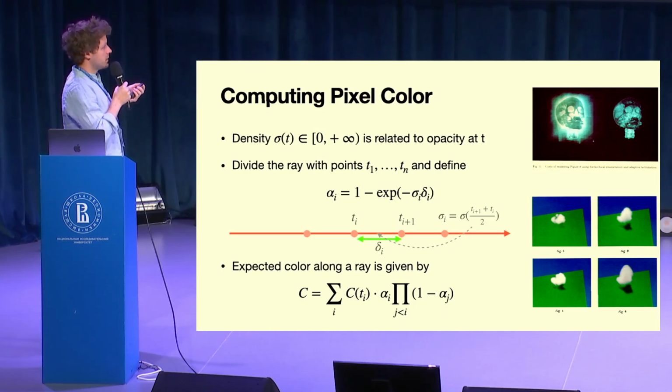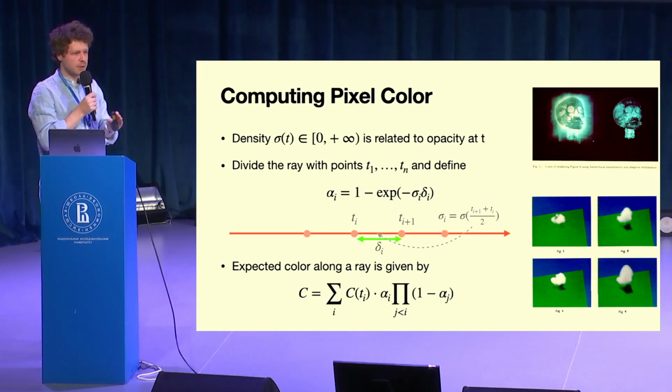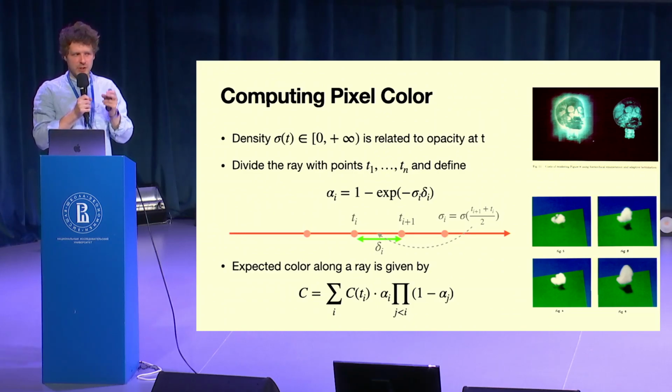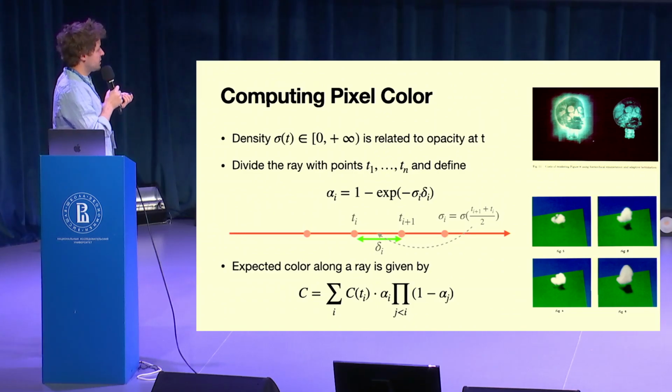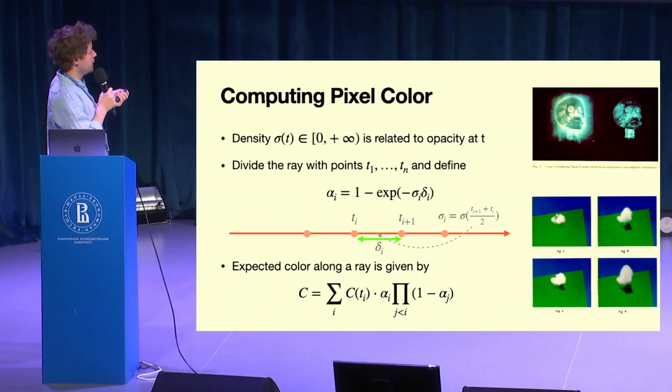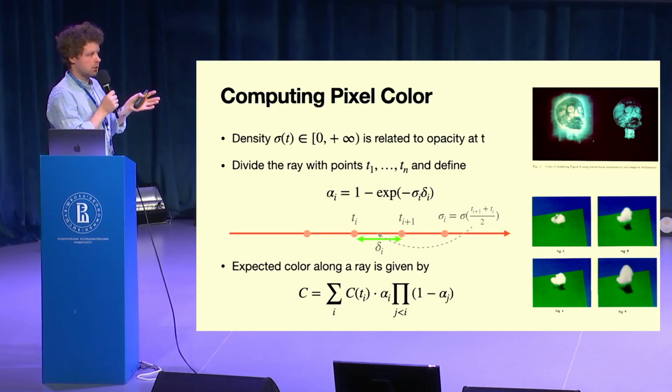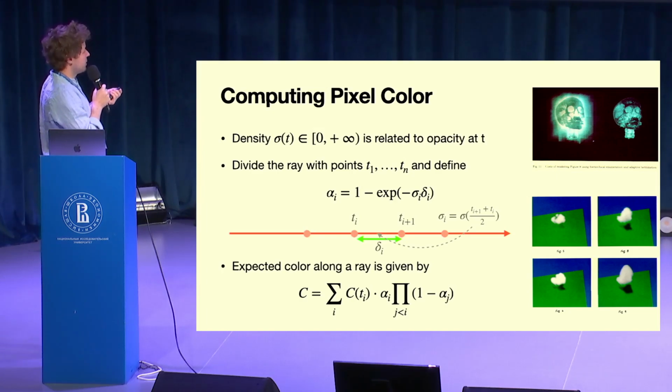And in order to do this, we cast a ray and split the ray into multiple segments, which are better to be smaller. And at each segment, we compute the following quantity. So we take our density field, which was a scalar value from 0 to plus infinity with some physical intuition behind it. And then we map it into a scalar value, which I will denote as alpha.